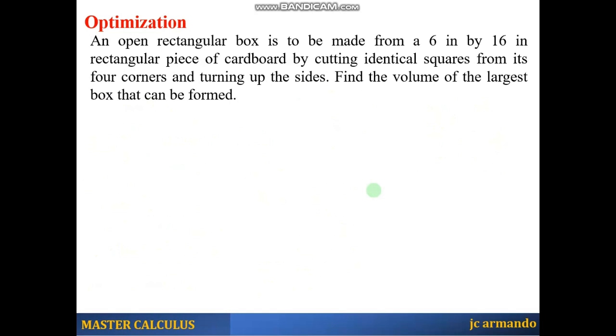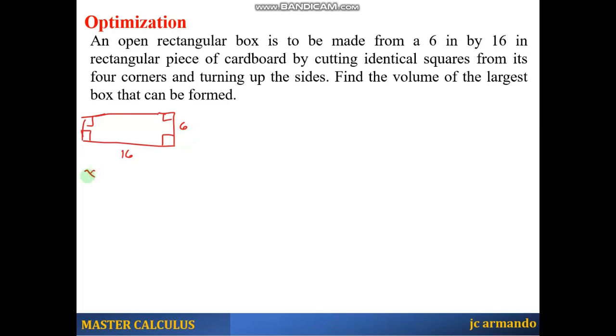Next one. An open rectangular box is to be made from a 6-inch by 16-inch rectangular piece of cardboard by cutting identical squares from its four corners and turning up the sides. Find the volume of the largest box that can be formed. So, drawing lang natin. Ito yung ating 16 by 6. Ito yung 16, ito yung 6.